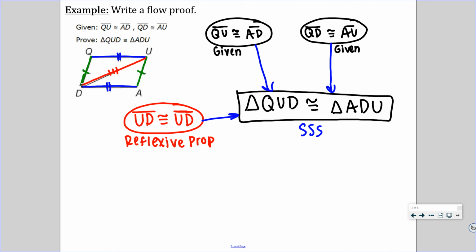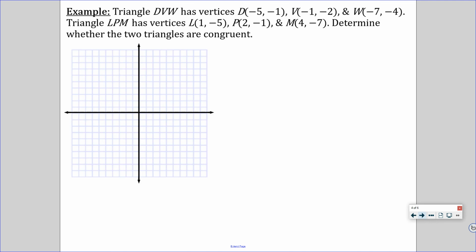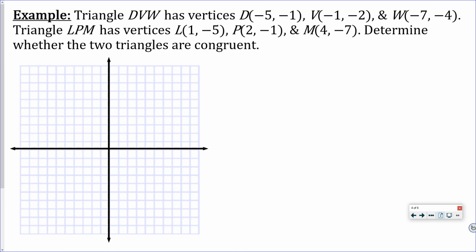Okay. We have 3 problems left. Next problem. Actual numbers. Triangle DVW has vertices at D, V, and W, all those coordinates, all those ordered pairs. Triangle LPM has vertices at L, P, and M and all those ordered pairs. Determine whether the 2 triangles are congruent. All right, let's start by graphing these.